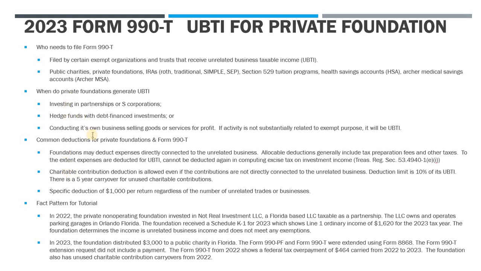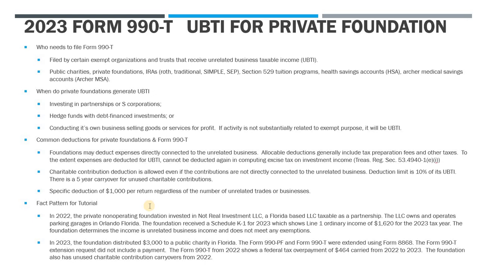Now, another big one, particularly for private foundations and public charities, are the charitable contribution deductions. So when the foundation actually makes distributions to those public charities, they can deduct a portion of those charitable contributions against your UBTI. Right now, the deduction is limited, so there's a 10% limit on UBTI. We'll look at that computation later on the 990-T. And then there is a 5-year carryover. So if you have unused contributions, you can roll those forward for 5 years and then they expire.